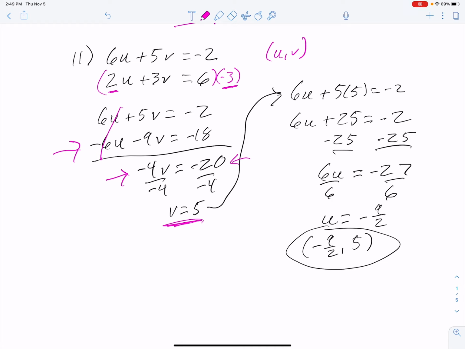For this one, I went back to my first equation to substitute in for v, solved for my u value, multiplied my 5's together, subtracted 25, divided by 6. And then again, don't forget to give your answer as an ordered pair, in this case, u, v.